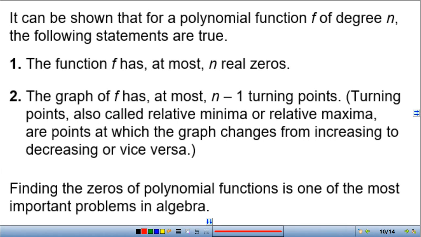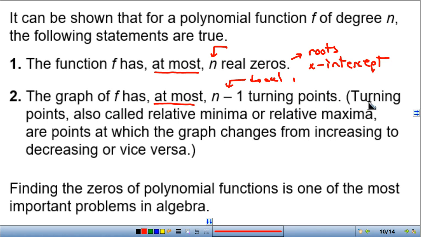So now, like we said previously, the function is a polynomial function, so it has at most n real zeros. And when I say zeros, I mean roots or x-intercepts. They're all zeros. And I have at most, and understand, at most, n minus 1 turning points. And when I say turning points, I mean local max or minimum.